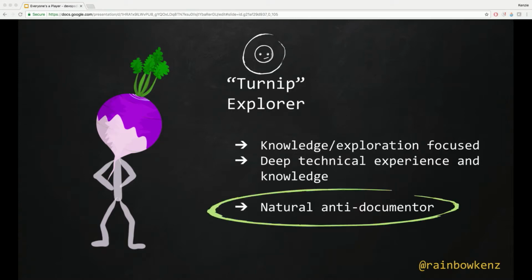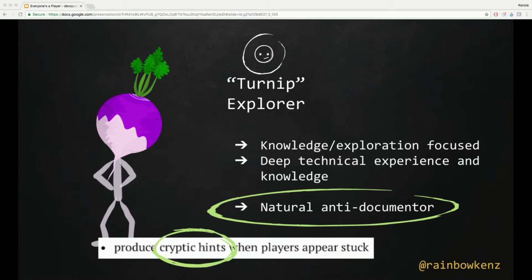Turnips, I suggest, are natural anti-documenters. If a Turnip does document something, I would suggest that it is likely to be reminiscent of the quote I already showed you: cryptic hints that only another similarly skilled Turnip could parse. And of course, when this documentation doesn't appear to stop people asking them inconvenient and annoying questions, they tend to give up pretty easily on the whole concept.